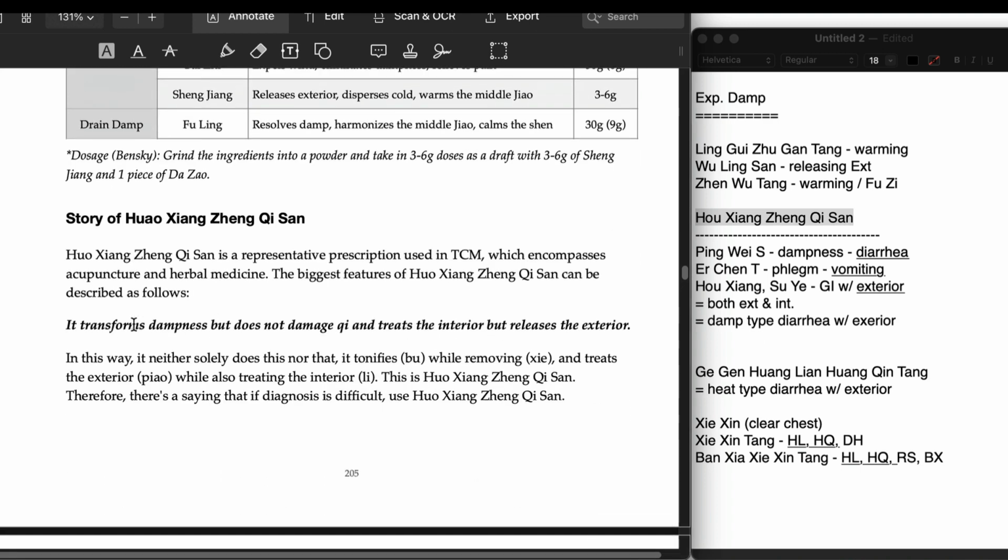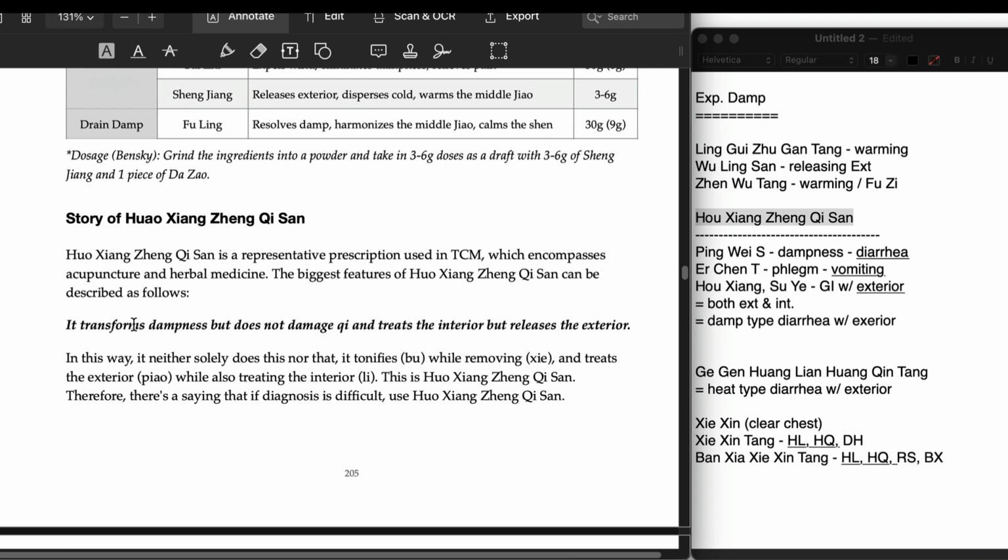This is a story about Xiang Chengqisan. And this one story tells you Xiang Chengqisan does not have specific coldness and heat. Even though I say cold, it can be used for either of them. And also it can be used for deficiency condition or excess condition. It is a very, very mild formula. So practically no side effect.